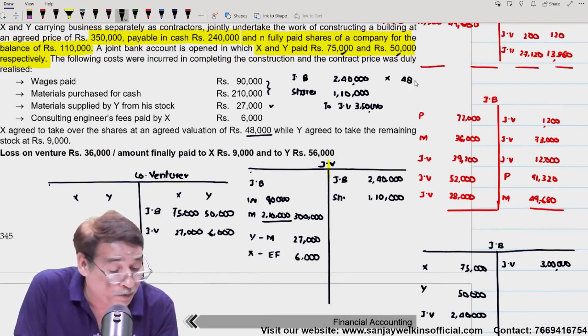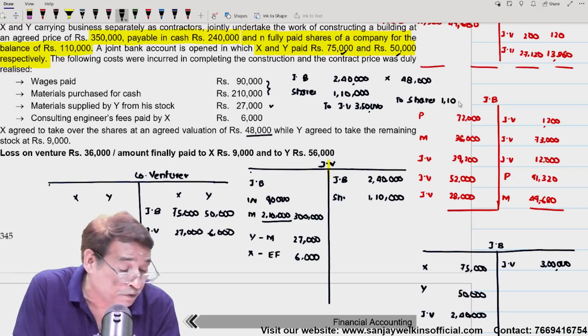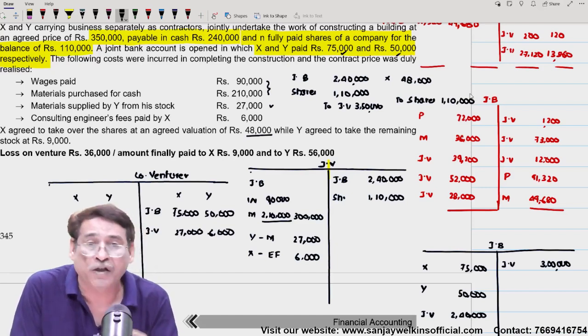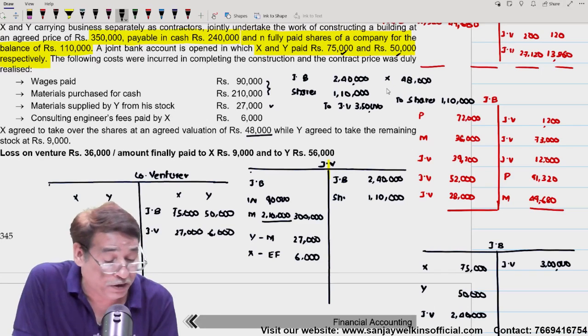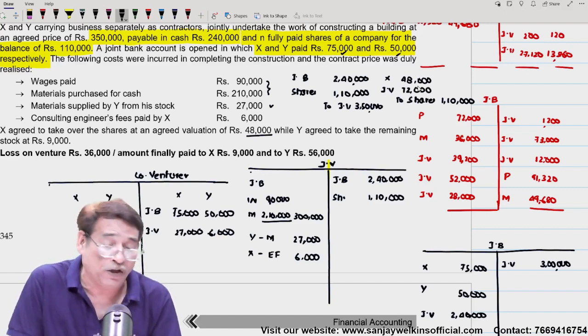He is taking over the shares only for 48,000. However, you received shares for rupees 1,10,000. That means shares worth 1,10,000 have been taken over by X for rupees 48,000. So there is a loss. That loss is debited to joint venture account. So this is the entry you are going to write.